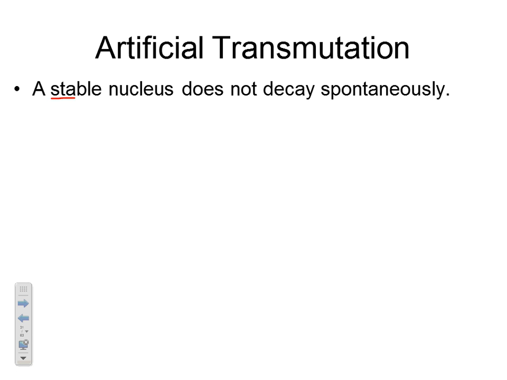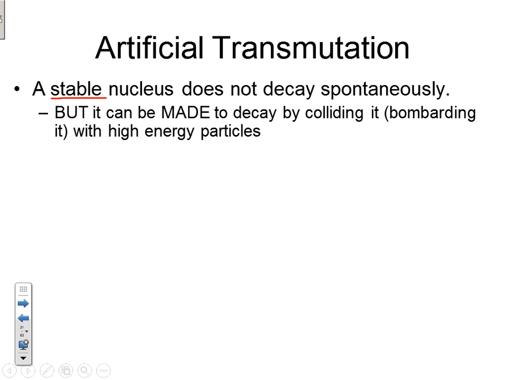Well, artificial transmutation now, what is that? First of all, it has to do with a stable nucleus. A stable nucleus will not spontaneously emit a particle because it's stable. However, you can force it to decay. It can be made to decay by colliding it with high energy particles. When you're basically throwing these super high energy particles at it, that's called bombarding it. And if you just keep on throwing these super high energy particles at it, essentially you make it unstable, and then it will emit some kind of radiation and turn into something else.